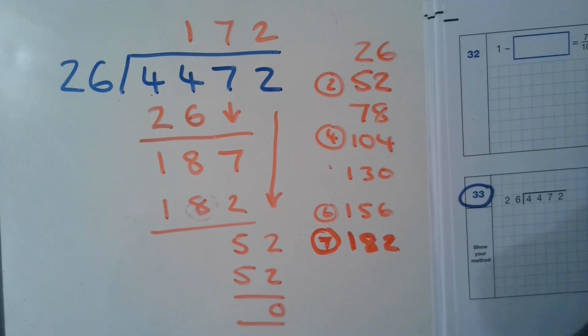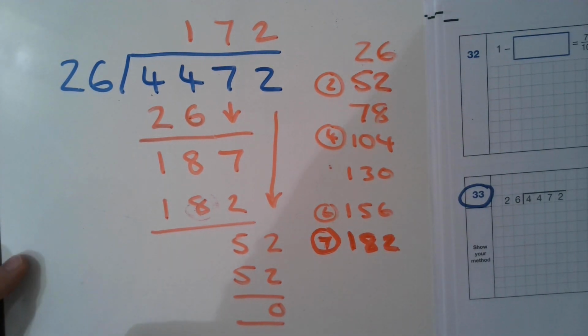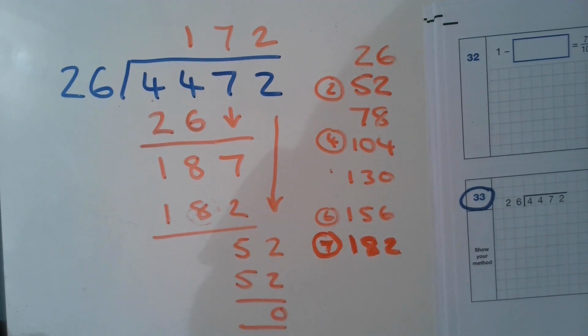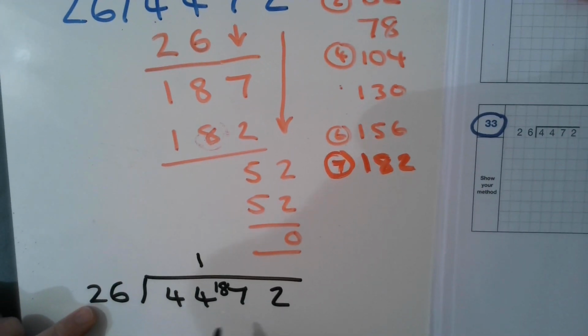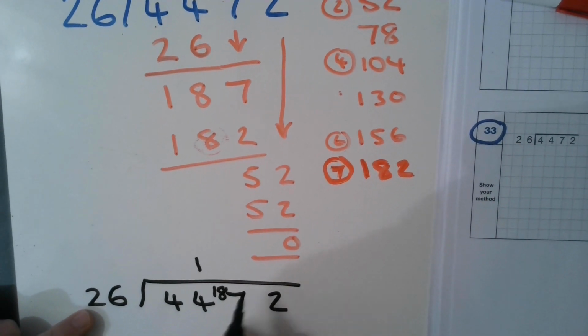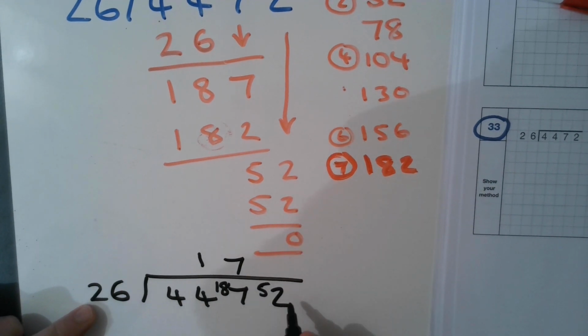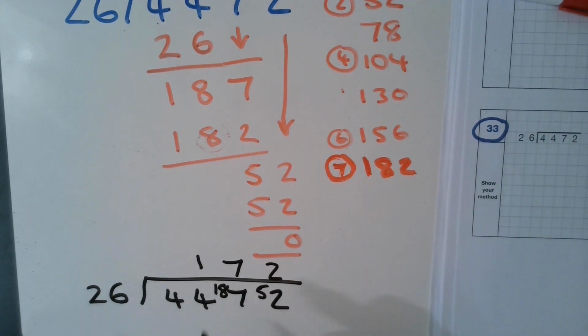Now, I'm going to show you, because I can't help myself, because I actually prefer doing it the other way, because I just find it much quicker. So, how many 26s in 44? That will be 1 remainder 18. How many 26s in 187? That's going to be 7 remainder 5. And how many 26s in 52? 2. Just remember though, if you make one mistake with this one, you'll get 0 marks. You won't get a mark for working. You'll have to use this method.